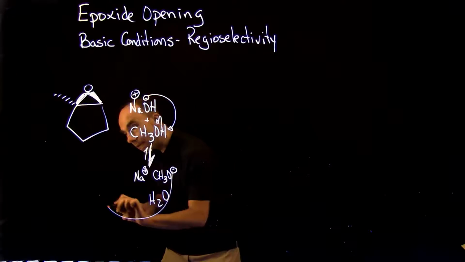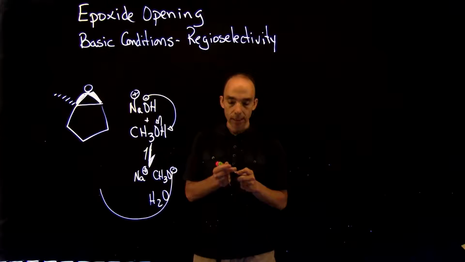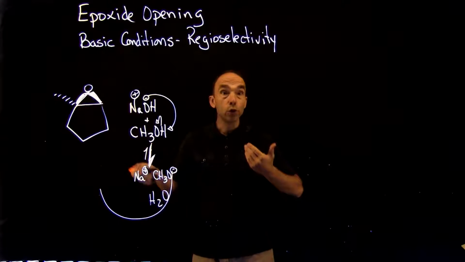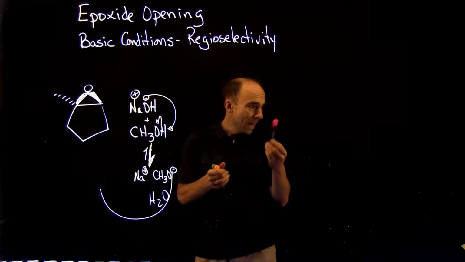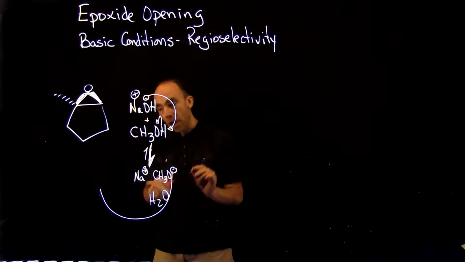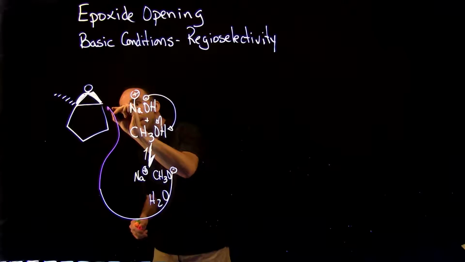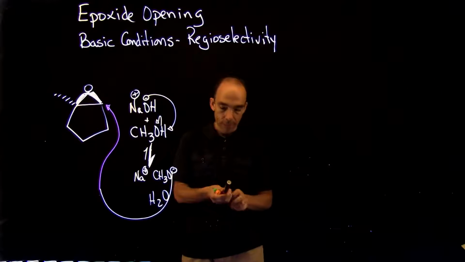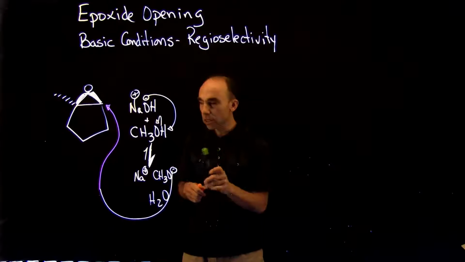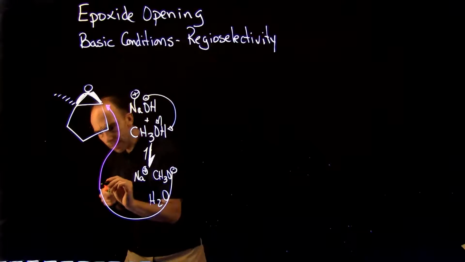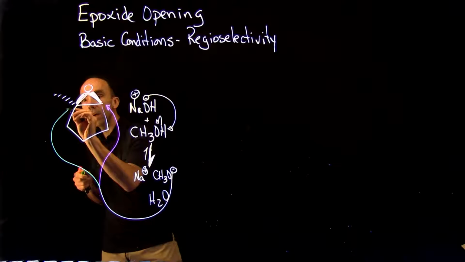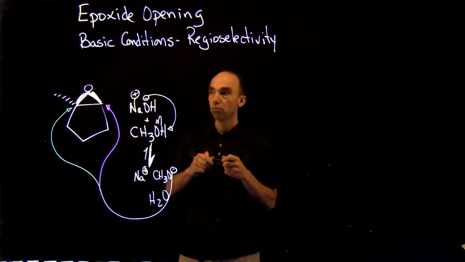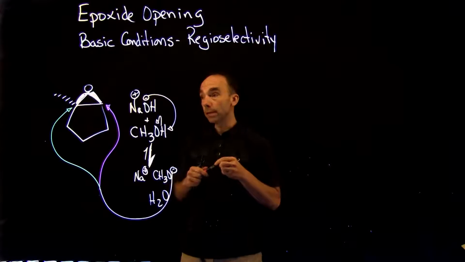So the methoxide will be adding on the epoxide. Now that's where we can have two possibilities. We can have addition of the methoxide on this carbon here. I'm going to be showing that with a purple arrow and purple intermediate. Or the other possibility is the addition of the methoxide on the other carbon. So let's start with the purple one.